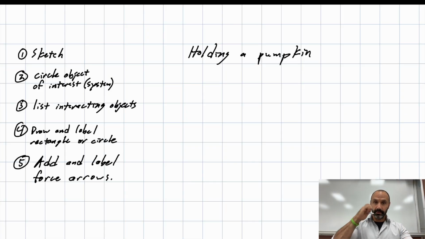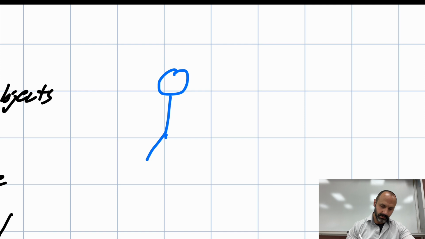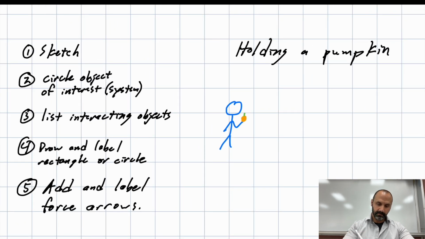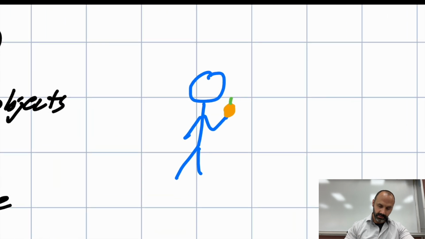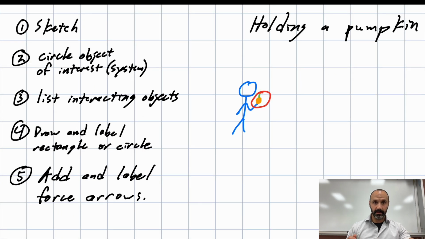Okay, so first thing you do is draw a sketch. We draw the sketch because we want to get a clear picture of what's happening. Here is a person, and they are holding a pumpkin. Say it's got a green stem on it. Okay, good. Now step 2, we circle the object of interest. The object of interest here for us is the pumpkin. So I circle that. Again, I'm doing the sketch because I want to notice all of the details. This is a simple example, but if it gets more complicated, you want to be clear.